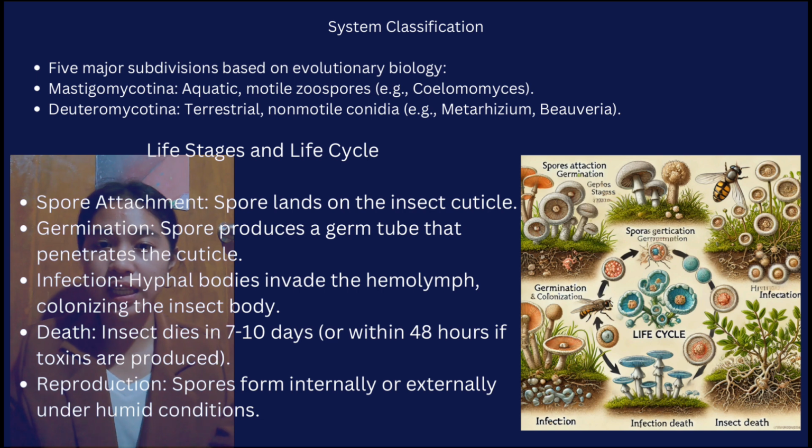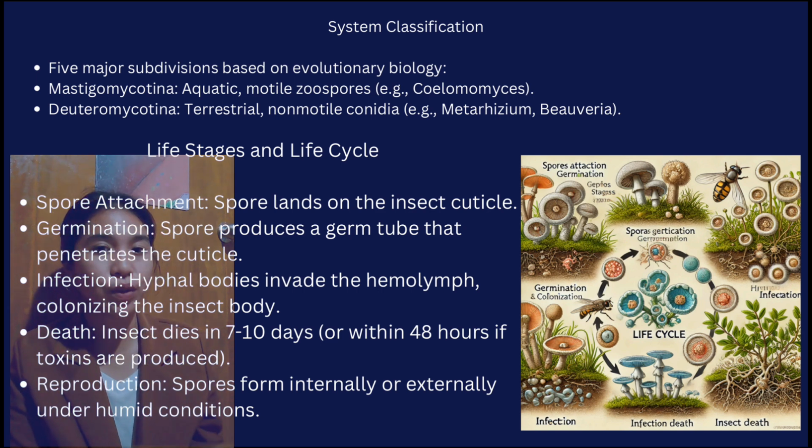The life cycle of an insect-infecting fungus begins with spore attachment. When the spore lands on an insect's cuticle, it starts to germinate, forming a germ tube that penetrates the insect's protective outer layer. Once inside, the fungus begins to infect the insect, spreading through its body and colonizing its blood and internal organs. This process typically leads to the insect's death within 7 to 10 days. Some fungi even release toxins to speed up these fatal processes.